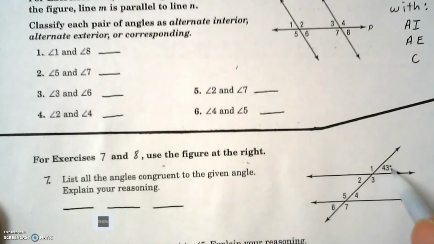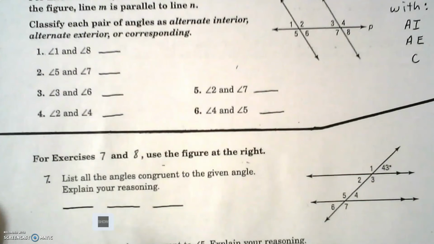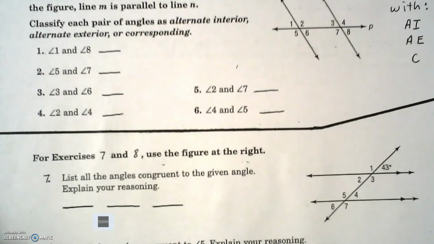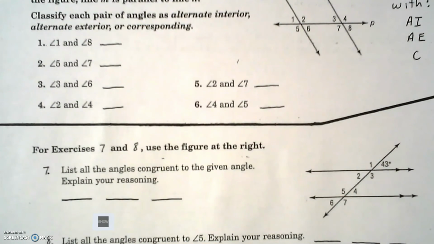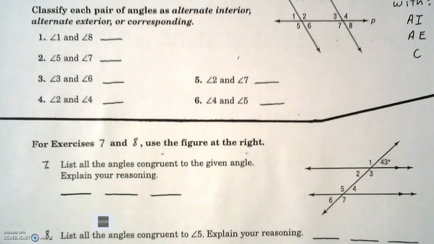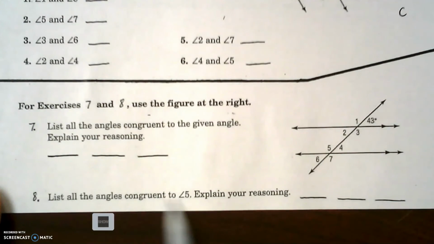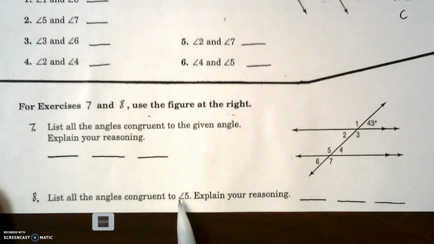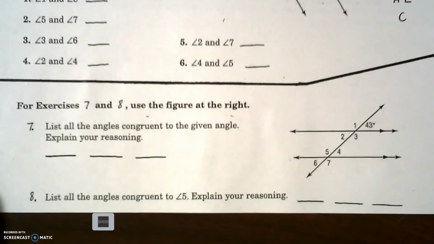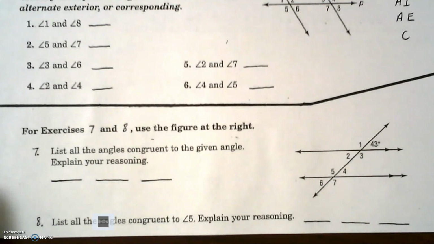And finally, down below, list all angles congruent to the given angle. And the given angle here is this 43-degree angle. So 3 answers. Which 3 angles look like they're congruent to the 43-degree angle? Well, it's not angle 43, it's the 43-degree angle. And then finally, number 8, list all angles congruent to angle 5. You don't have to explain your reasoning. We'll talk about that. Okay? That is our assignment. If you need any help, not sure how to interpret some of this, let me know.